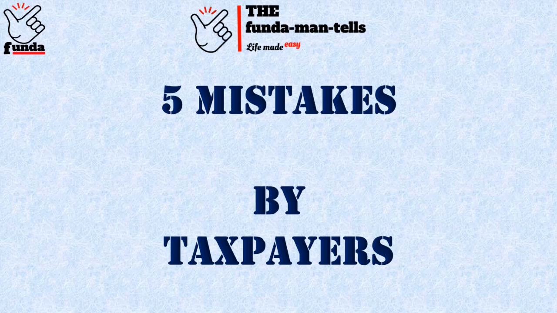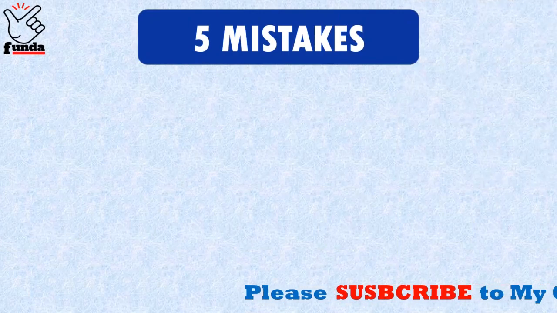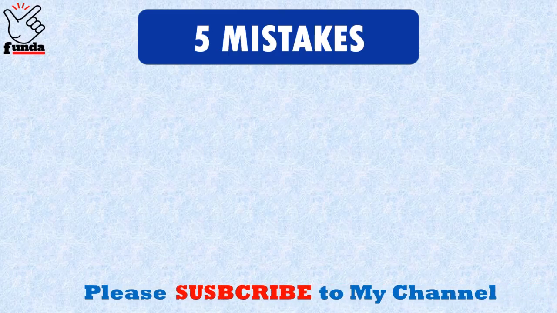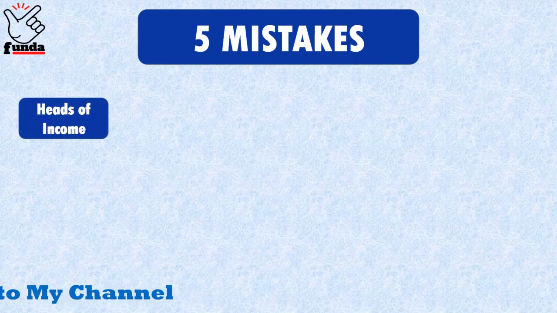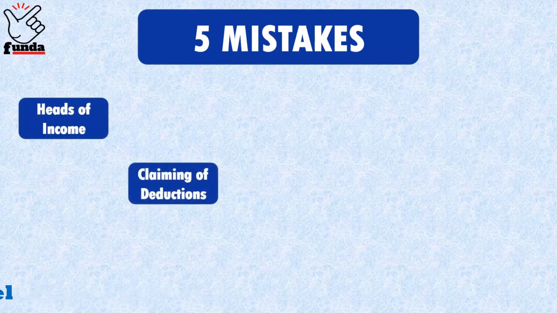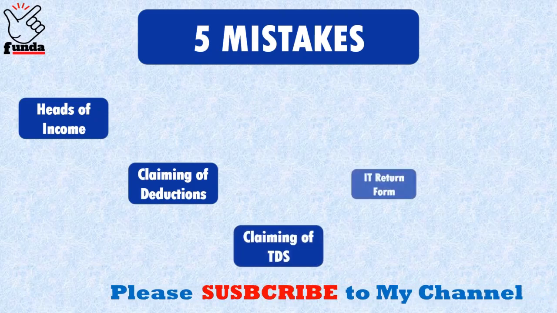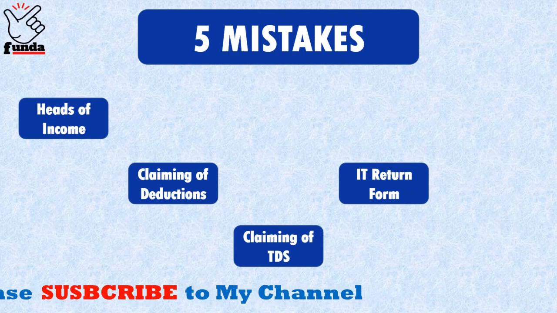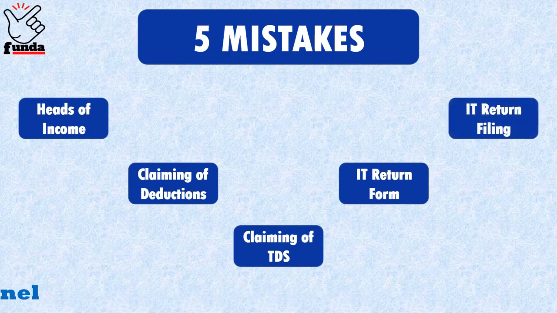So, let's begin. For simple and basic understanding, I have classified the mistakes of taxpayers under the following 5 categories, which are mistakes made under the classification of heads of income, mistakes made in claiming of deductions, mistakes made in claiming of TDS, mistakes made while filling of ITR forms, and last but not the least, mistakes made with regard to filing of income tax return.